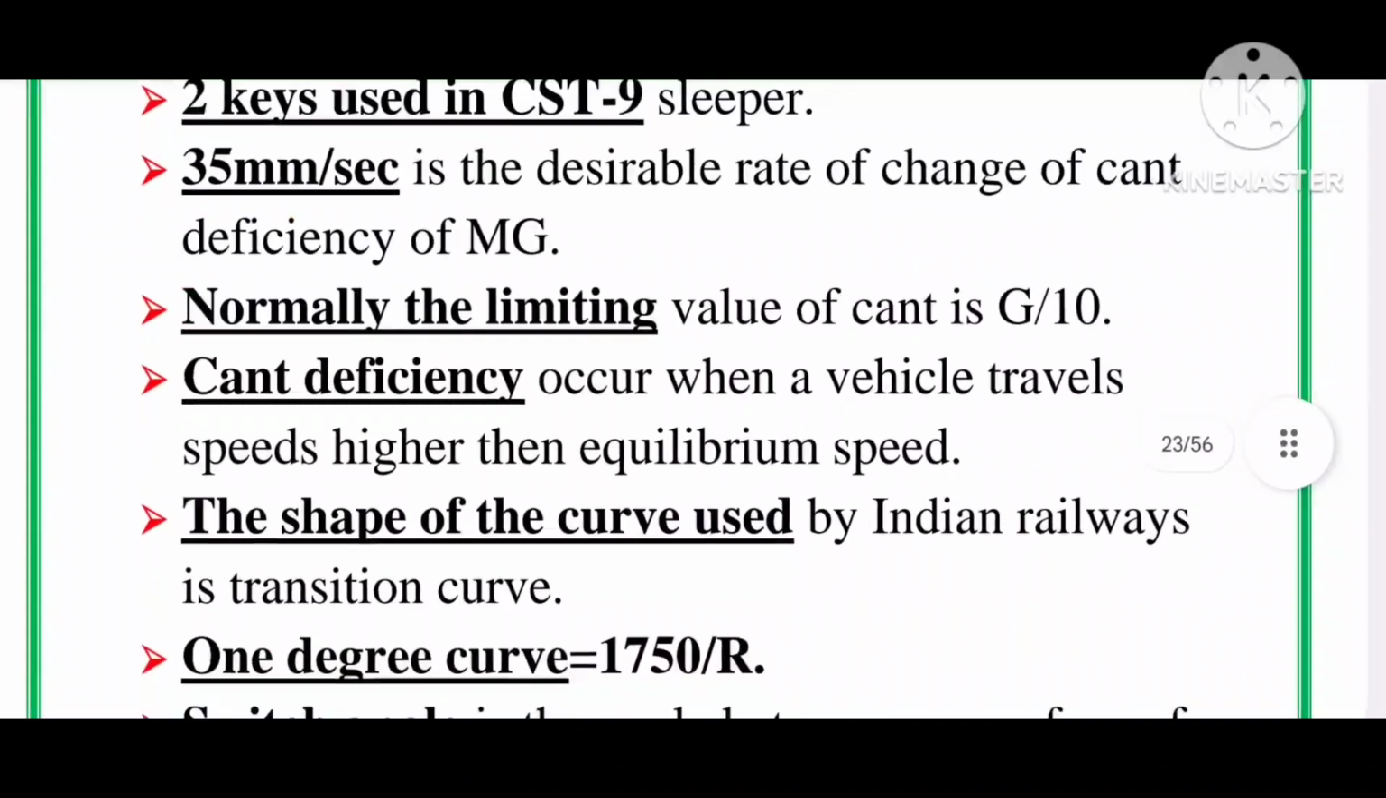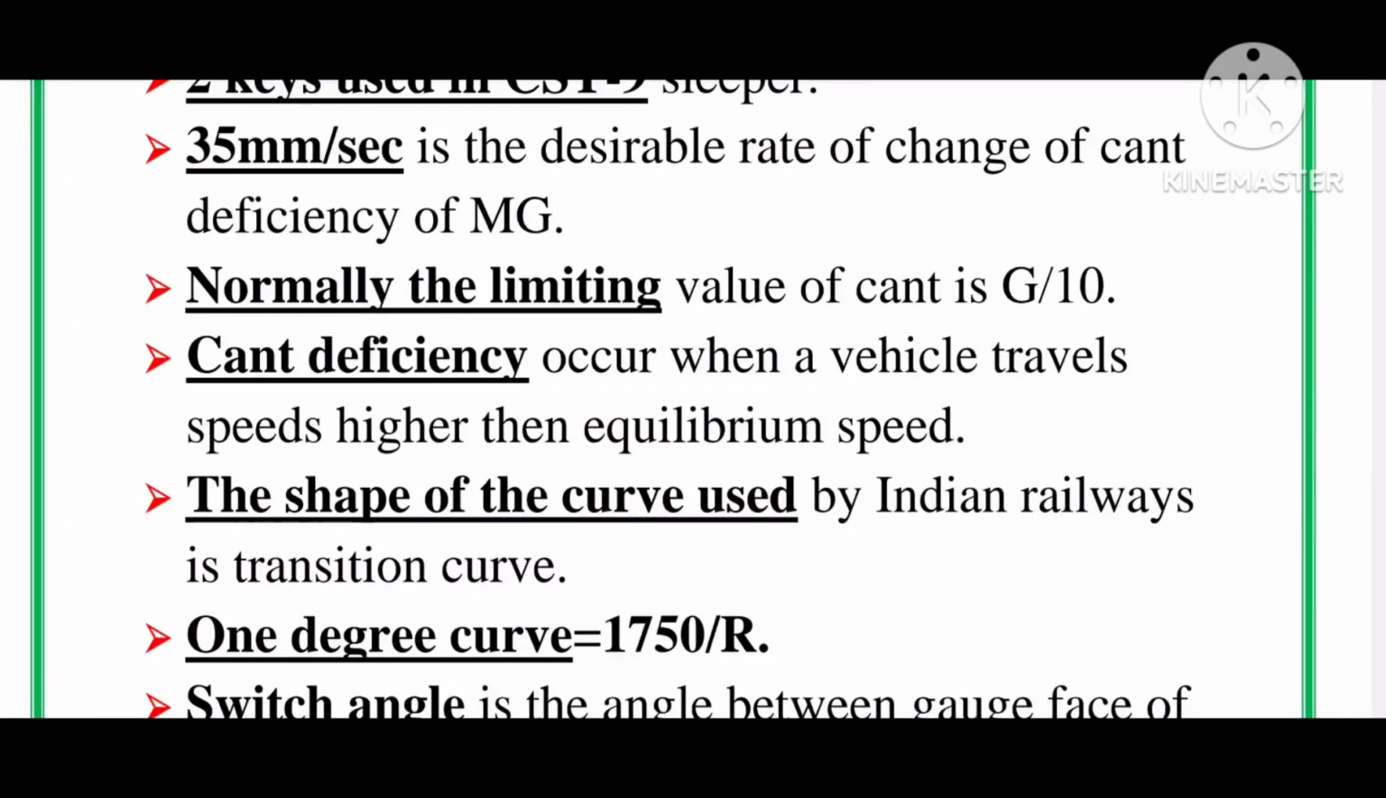Next point, normally the limiting value of cant is G by 10. Cant deficiency occurs when a vehicle travels at a speed higher than the equilibrium speed.